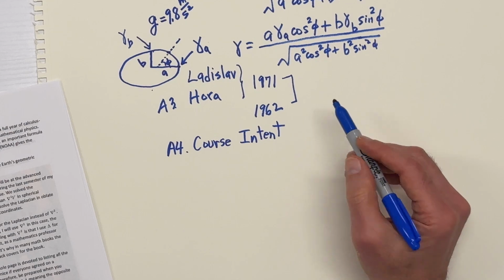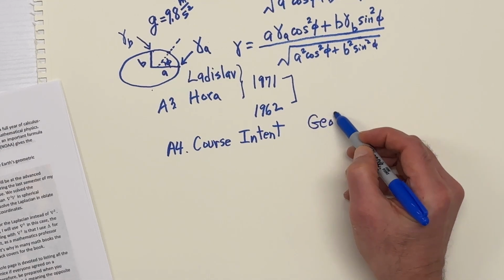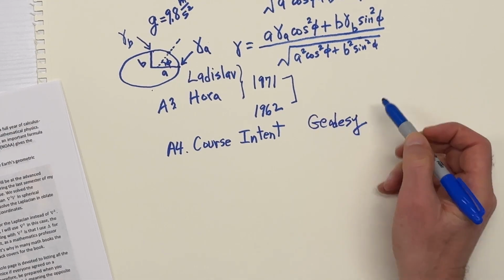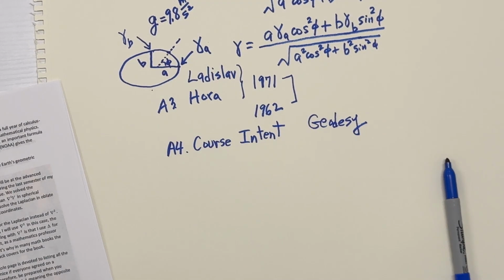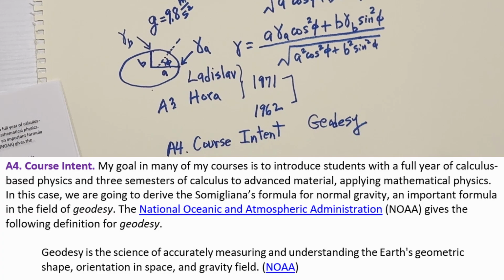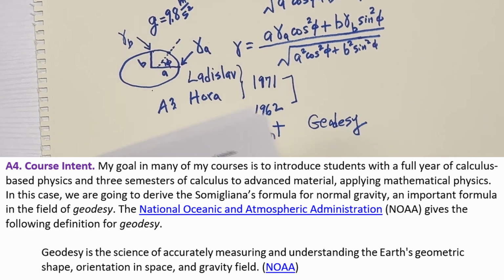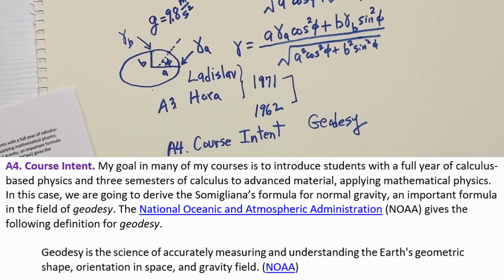Now, I like to nickname this course Geodesy, since what we're doing is very important in the subject of geodesy. And geodesy, as defined by NOAA, the National Oceanic and Atmospheric Administration, is the science of accurately measuring and understanding the Earth's geometric shape, orientation in space, and gravity field. And we'll be working with the gravity field on the surface of the Earth is what we're concerned with.